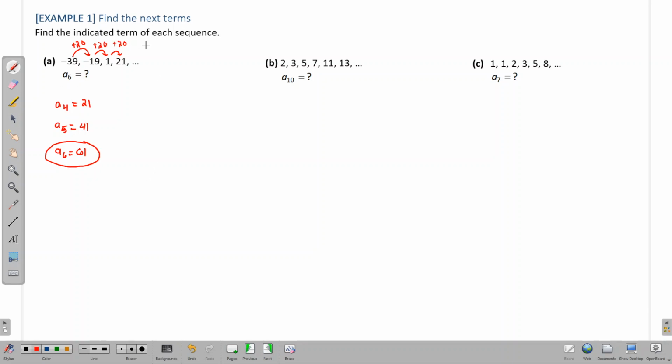So this is a basic example. This is actually an arithmetic example, as we will see in a minute. Okay, the second one is a bit trickier. My guess is you had a hard time finding the pattern for this, and that's because you're not simply adding a number, you're not simply multiplying by a number.